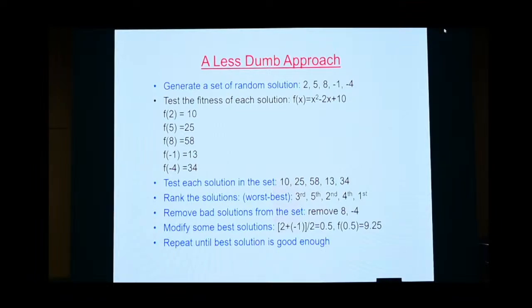Good solutions are first and fourth. So first and fourth, how to modify? One way is you can take the average of those. So if you take the average, you are getting say 0.5. So now 0.5 will be a new point which will replace our bad solutions, that 8 and minus 4. So if you see f of 0.5, it is giving a better result compared to the earlier points. So this process can be repeated. So this is what the genetic algorithm does.